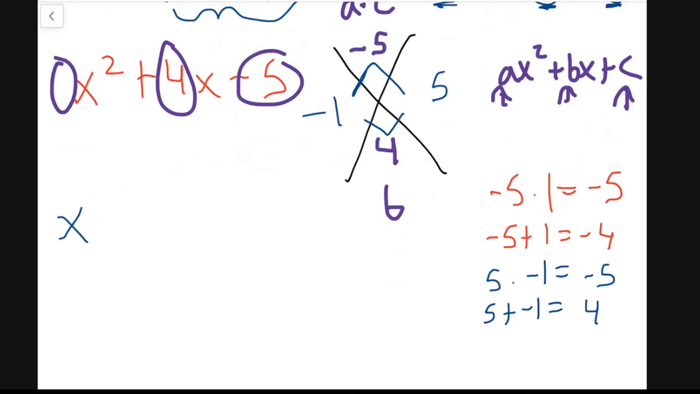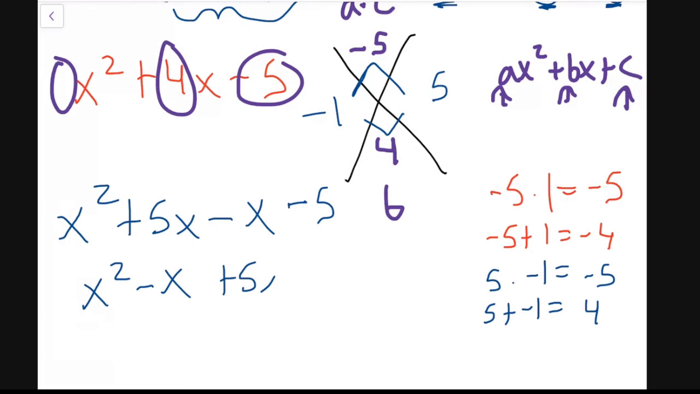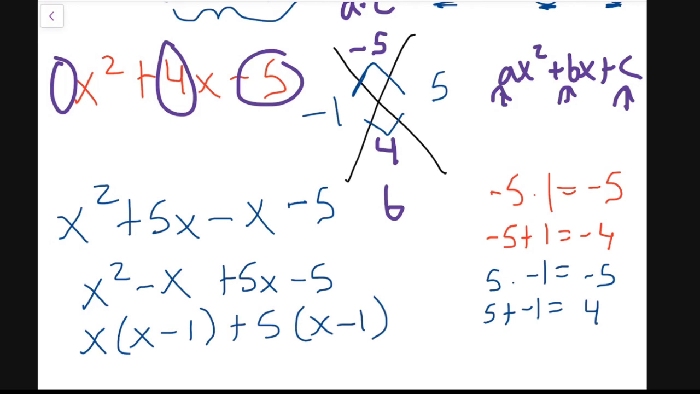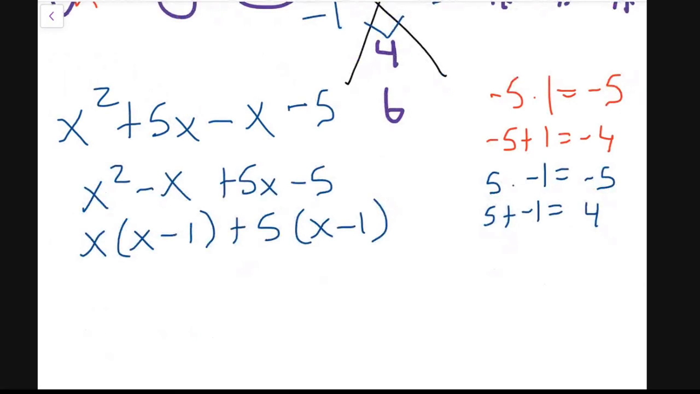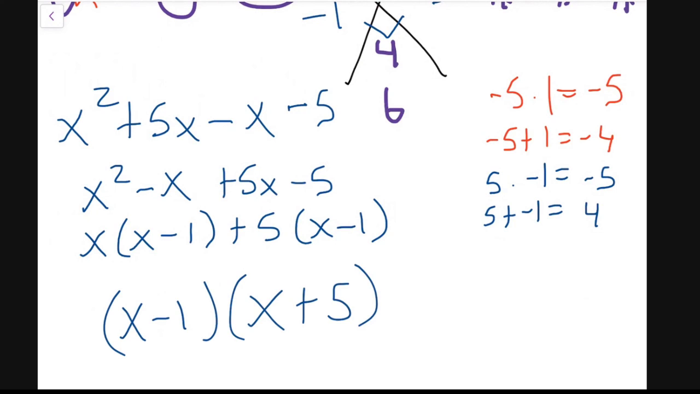So we can separate this out to x squared plus 5x minus x minus 5, and then we group them up, so we get x squared minus x, and then plus 5x minus 5, and we're going to take the GCF of both sides, so we're going to do x times x minus 1 plus 5 times x minus 1, and then we're left with our final equation of x minus 1 multiplying to both the terms of x plus 5, and then bam, we have factored this entire equation using the x-box method.